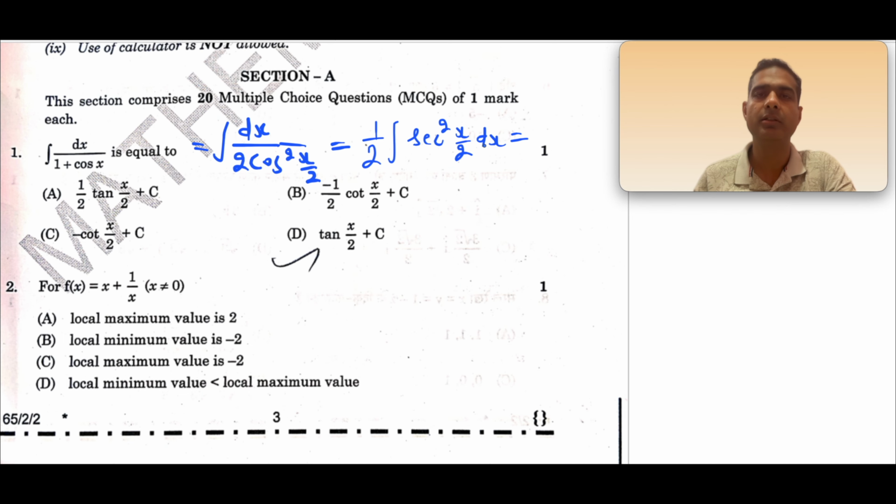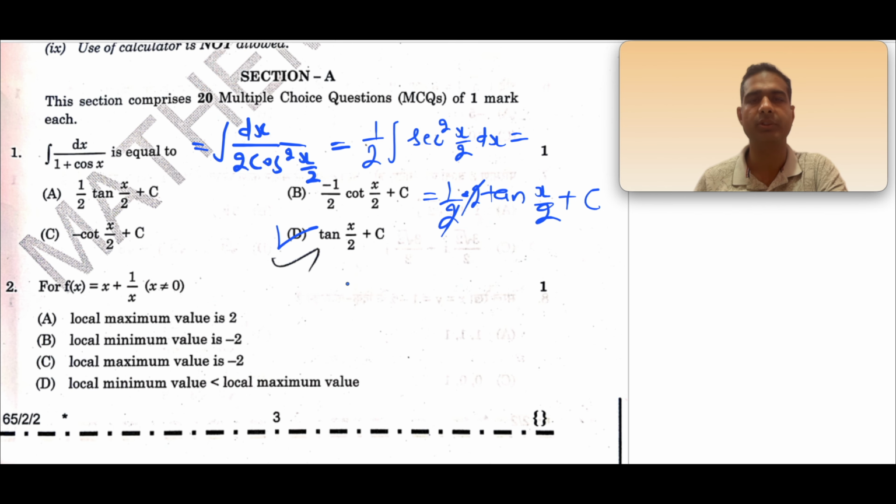This can be written as 1 by 2 integral of sec square x by 2. The integral of sec square x by 2 will be tan x by 2 divided by 1 by 2, so it will be 2 here. The 2 will cancel out, and as it's an indefinite integral, we have to add the constant of integration. So it will be tan x by 2 plus c. Option D will be the answer of the first question.